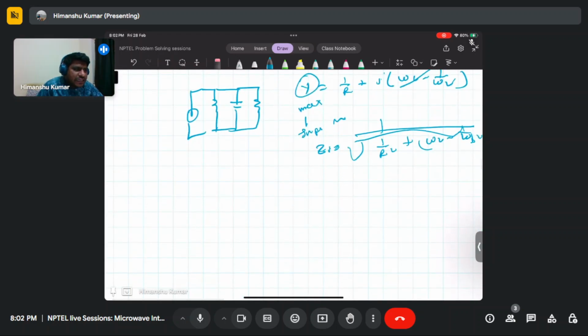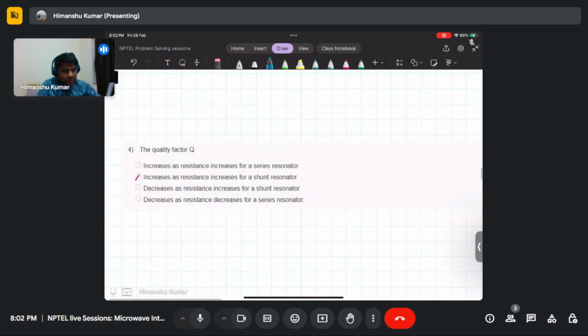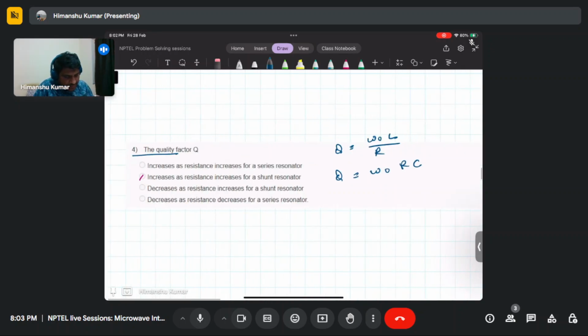Okay, is that clear? So the next problem talks about the quality factor. The quality factor for a series resonator is given by omega L by R, and for a shunt resonator it's given as omega naught RC. For a series resonator, if the resistance increases, the denominator increases and the quality factor will decrease. So the first option is wrong.